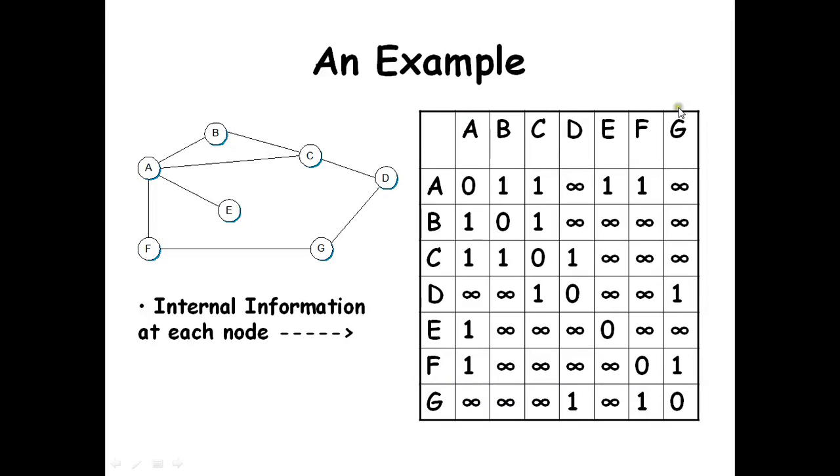This is the two-dimensional array representation of how far each node is from other nodes. Here A to A distance is 0. The distance from a node to itself is considered 0, and the nodes which are adjacent to a particular node have a distance of 1, and if there is no link between two nodes, then the distance is infinity.